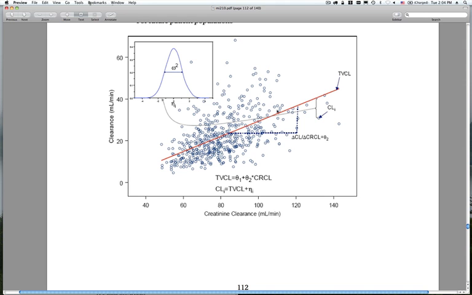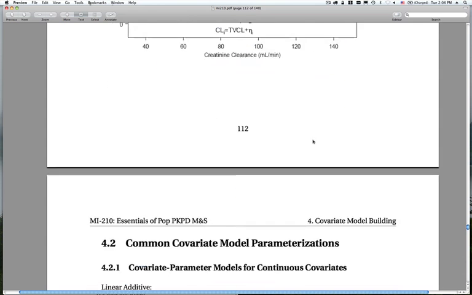But overall, we do have some predictive ability by incorporating the creatinine clearance as a predictor of clearance. Or in other words, we can make inferences about the creatinine clearance. For example, individuals with low creatinine clearance have lower drug clearance. And that could be useful for drug labeling, could be useful for dosing adjustment, and so on. So that's what we're after here.